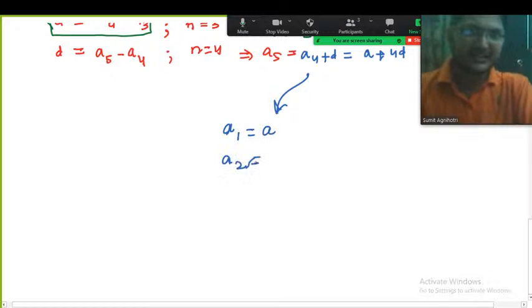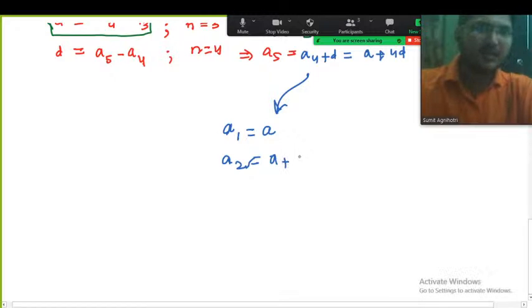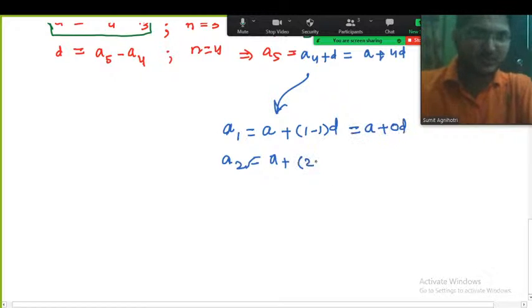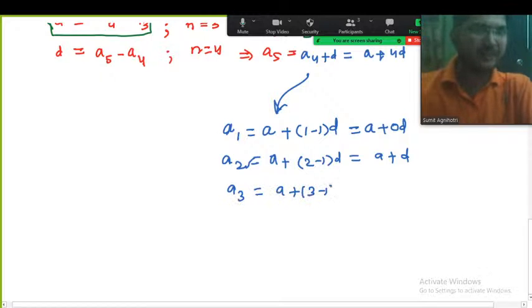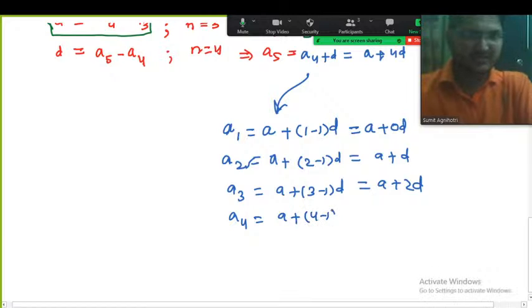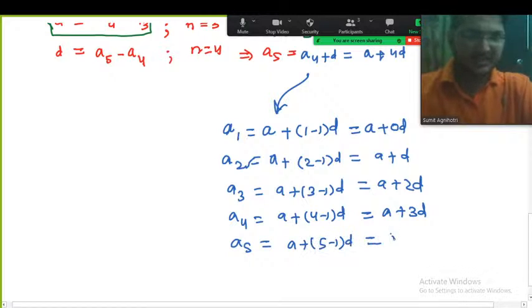As you are observing everything, your observation will suggest now that the first term is A. The second term is actually A plus 2 minus 1 D, that is A plus 1D. The third term actually is A plus 3 minus 1 D, that is A plus 2D. Similarly, the fourth term is A plus 4 minus 1 D, that is A plus 3D. The fifth term actually is A plus 5 minus 1 into D, and that you can say is A plus 4D.